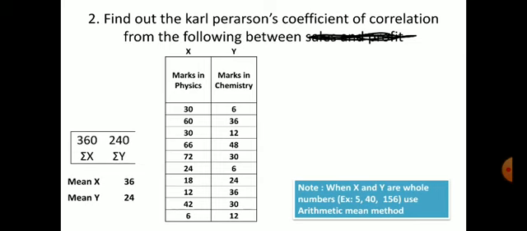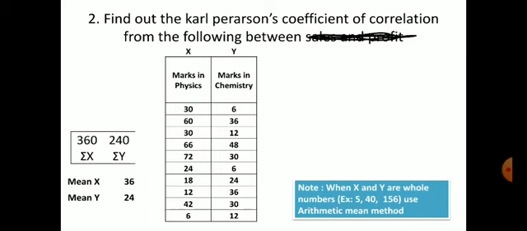What you have to do is calculate the arithmetic mean of x, that is 360 divided by 10, it is 36. For chemistry, if you add it is 240, so summation y will be 240, and mean of y will be summation y by n, which is 240 divided by 10, it is nothing but 24.